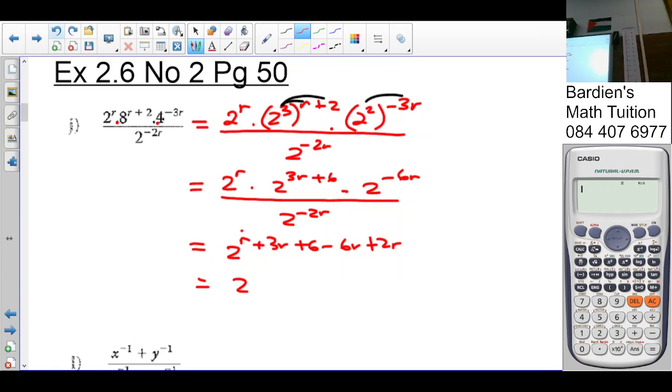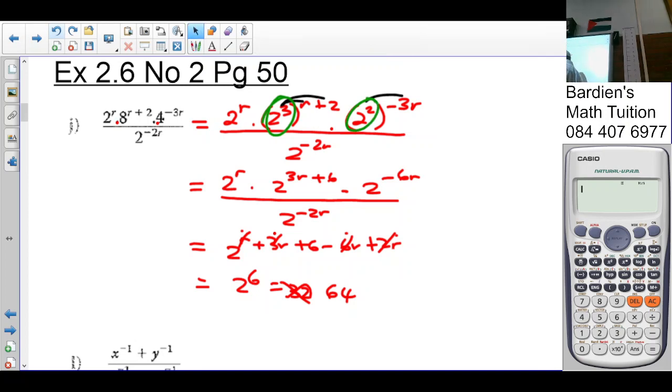We add the like terms. r plus 3r is 4r, minus 6r is negative 2r, plus 2r is 0. So they cancel. So 2 to the 6 is 64, and not 32. 2 to the 5 is 32. Right? Who asked this question? Where did you go wrong, Michael? So is there saying 2 squared? At this point here, you got 2 squared there and 2 squared here. How can you have 2 squared and 4?